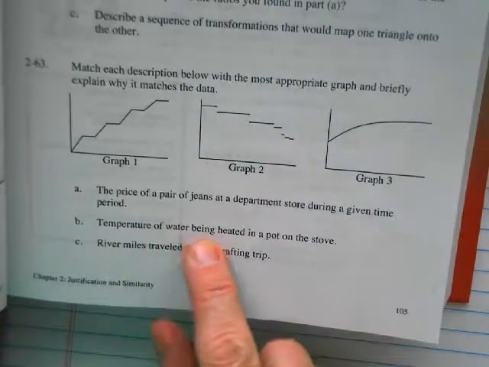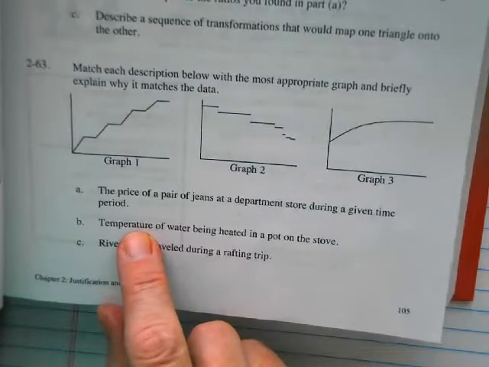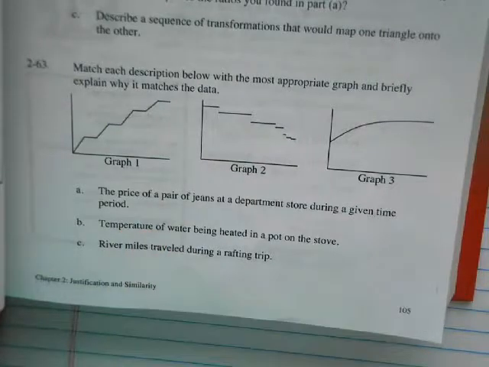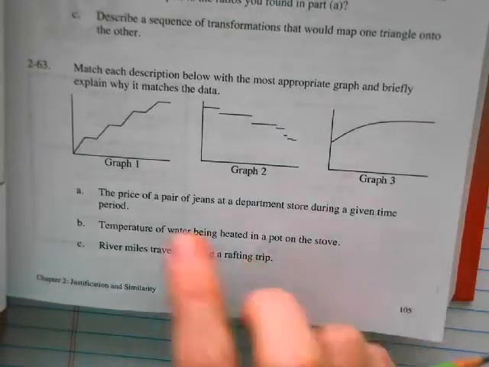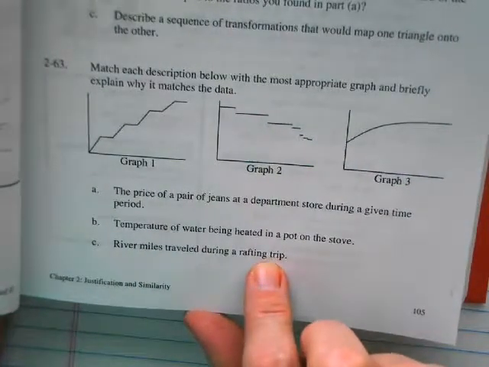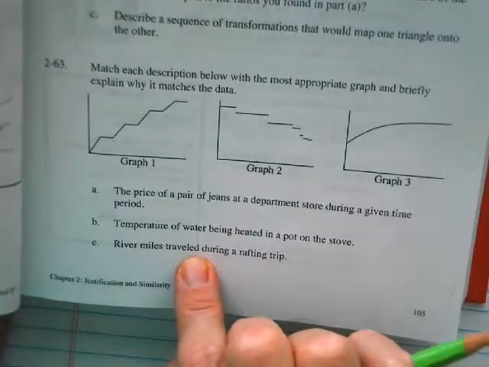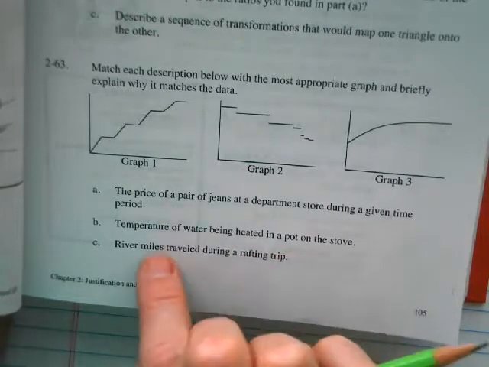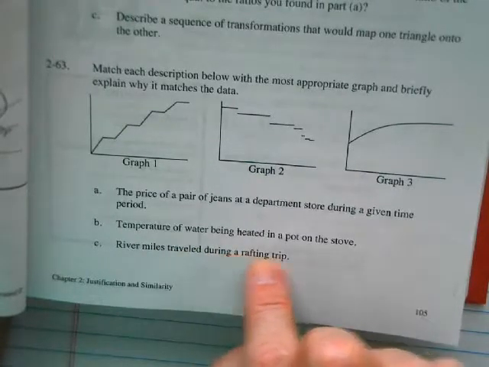Part B, temperature of water being heated in a pot on the stove. Well, I know that when I heat up the water on the stove, it gets hot and then it reaches the boiling point. Okay, so I know that's going to be going up, and then it's probably going to hit that boiling point and then stay at that temperature. Part C, river miles traveled during a rafting trip. Well, if you're on a rafting trip down a river, you're going to travel for a little while, then you're going to stop, and then travel for a little while and stop. So the miles that you travel are going to increase, and then look like they're staying the same. Increase, look like they're staying the same.